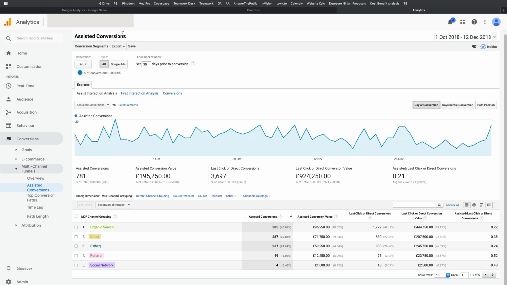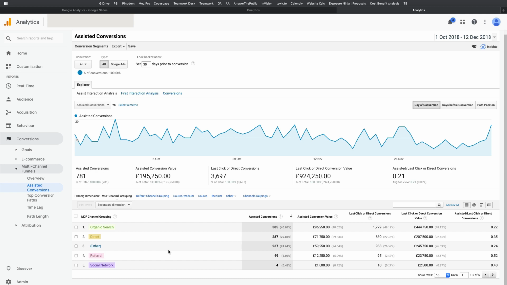So what you want to do is make sure that you've got the right conversion set up here. What we're looking at is the number of conversions which didn't just come through someone searching on Google and then immediately filling the form. These are conversions that have come through that have had multiple interactions with the website.